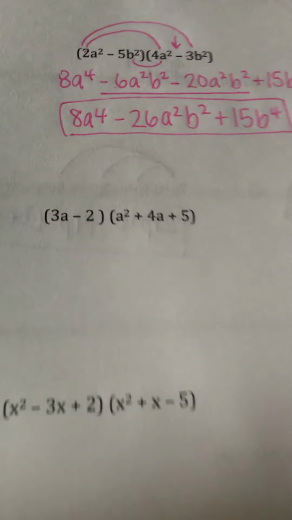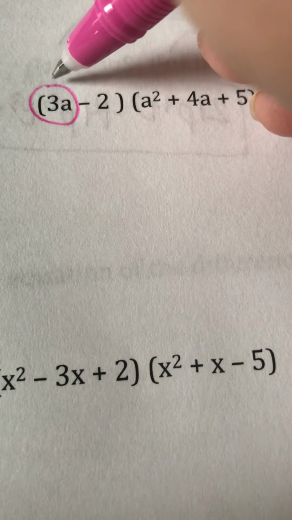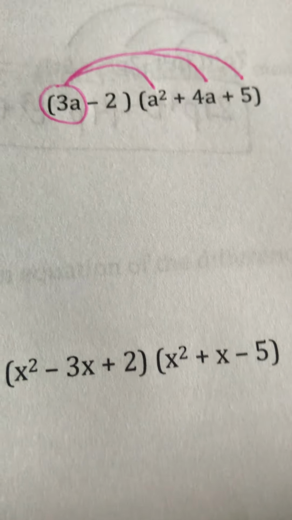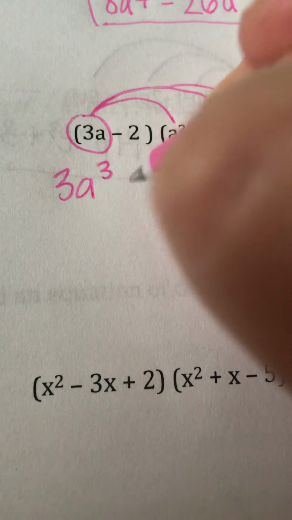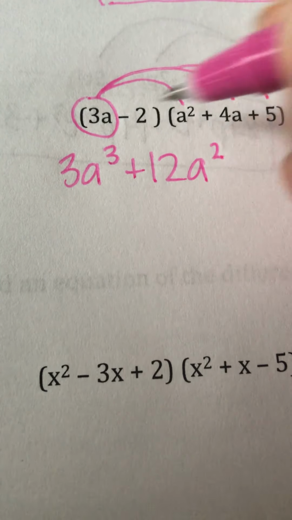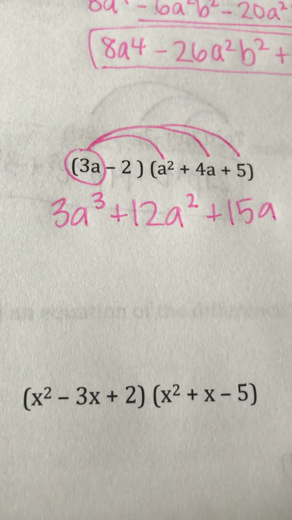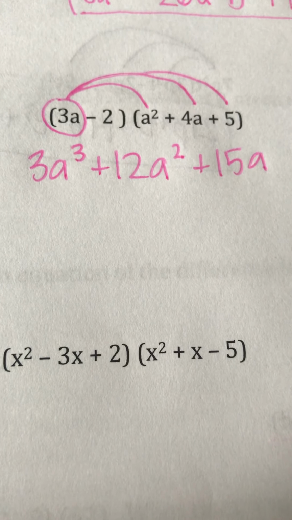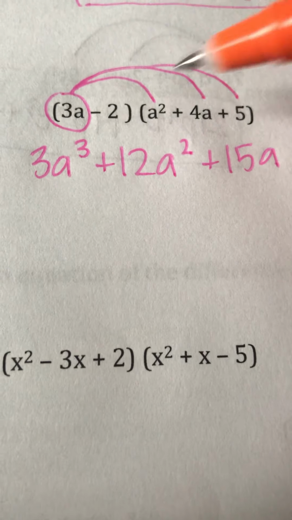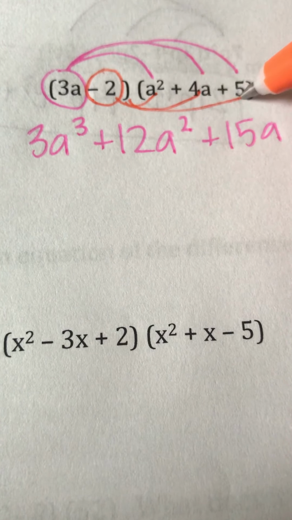So if I'm looking here, I want this part, the 3A, to distribute to everything here, okay? So if I multiply these through, I'll have 3A to the third plus 12A squared plus 15A. Okay, so I've multiplied my 3A times everything, all right? Now, this is going to be the organizational piece that might help you to keep everything sorted, okay? I've done that part. Now I need to multiply this part by everything here, okay?